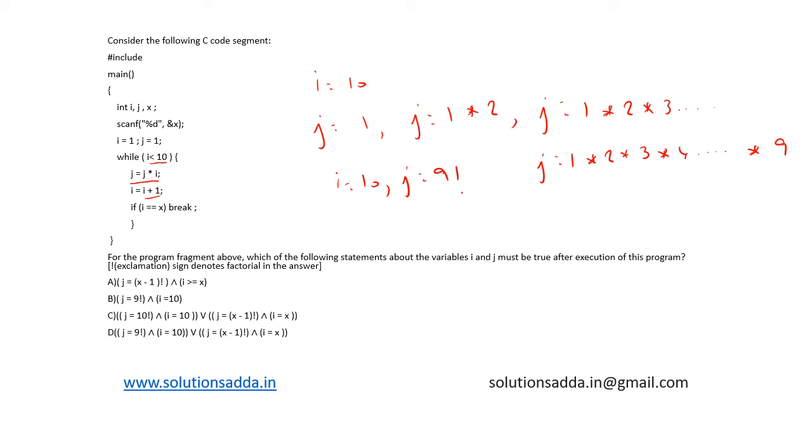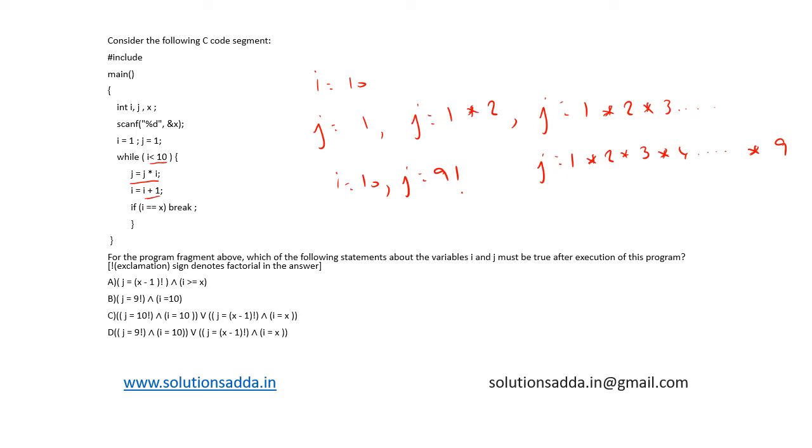Now let's read the options here. Option A cannot be correct, but option B can be correct. Option C will not be correct, and option D can also be correct. Now let's move on to the next thing. So we have two options as of now, B and D.